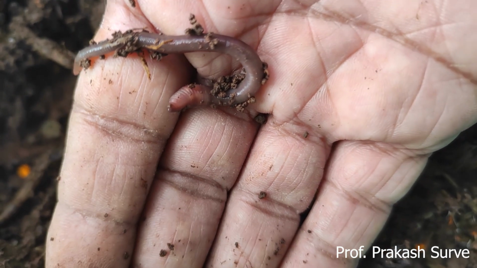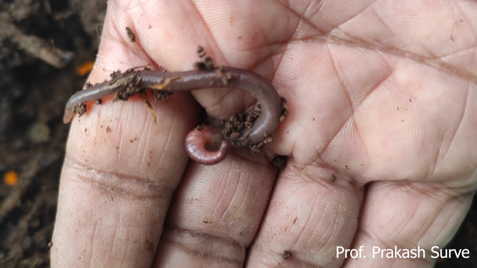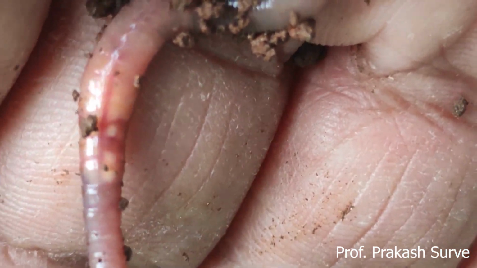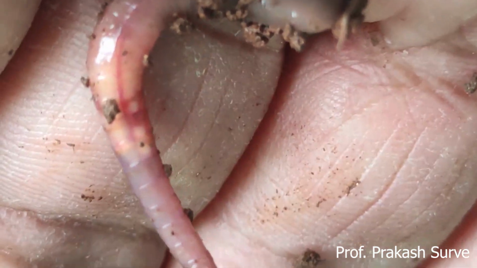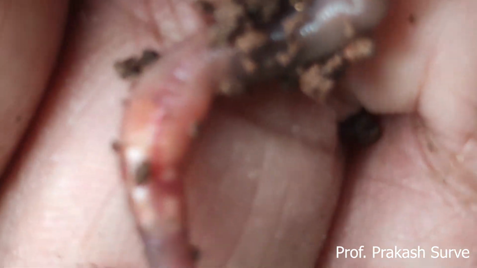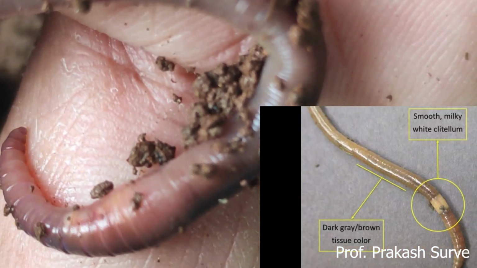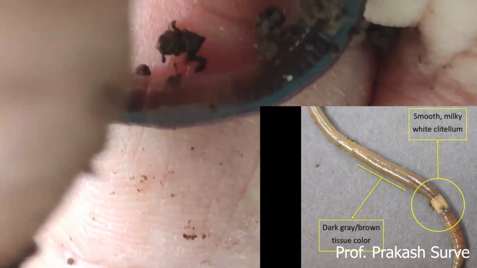Now we can watch here the anterior end, which shows the presence of the mouth, and the posterior end shows the presence of the anus. Here this genitalia you can observe clearly. Male and female genitalia are present. This is the clitellum, where the whitish portion is present.